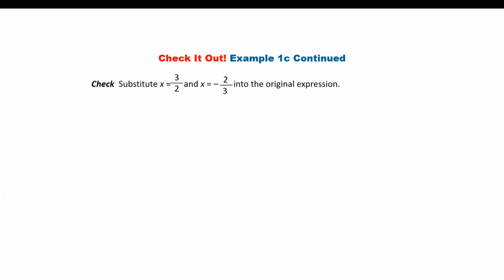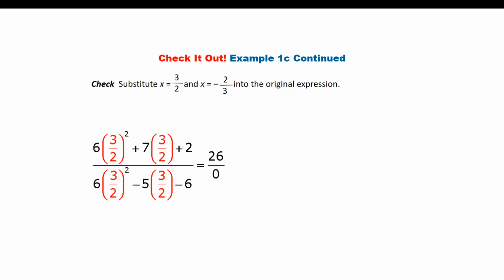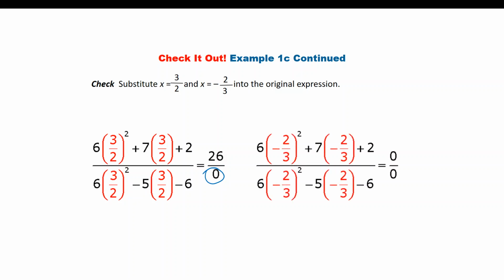Okay. The great thing, as I said before, is you can always check your work by substituting. So we're going to substitute the 3 over 2, and when we do that, we end up with a 0 in our denominator, which makes our expression undefined. And when we substitute negative 2 over 3, we also end up with 0 in our denominator. So that tells us both values of x result in division by 0, which is undefined.